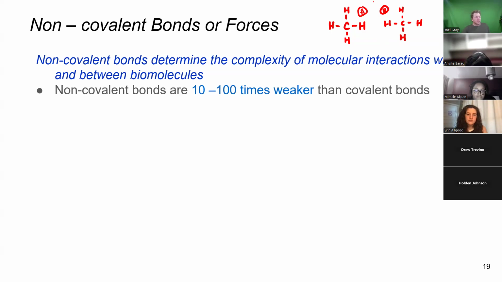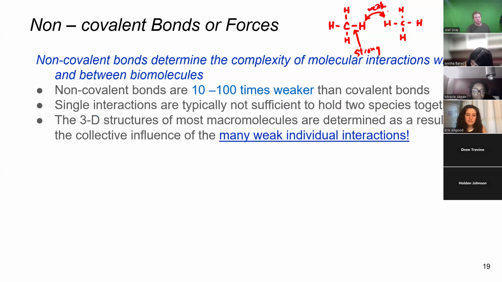I always like to think about this versus that. So I'll write strong, weak. It's easier to separate two methane molecules from one another than it is to separate a carbon from a hydrogen. Non-covalent interactions are 10 to 100 times weaker than covalent bonds, because they are on a spectrum. Some are stronger than others. Those induced dipole interactions are super weak.